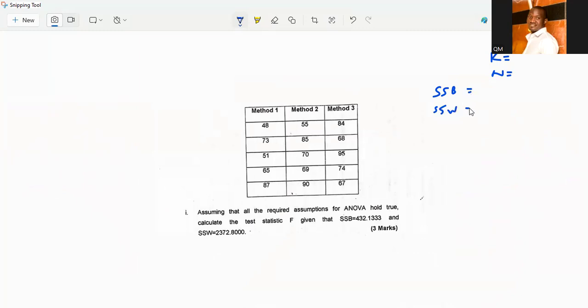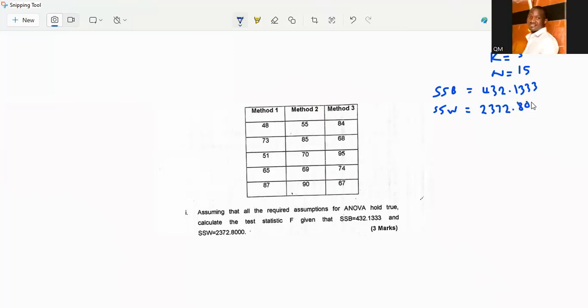What is our K? Our K is 3. Our N: 1, 2, 3, 4, 5, 5 times 3, that is 15. And what is our SSB? 432.1333. And what is our SSW? 2372.800.